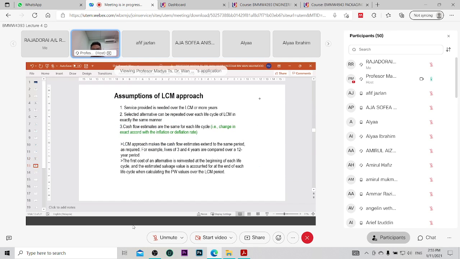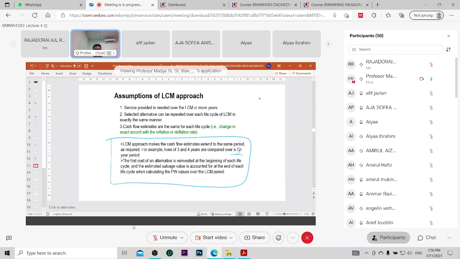So in normal practice, when you construct or derive a new formula or new model, you need to establish assumptions. And this is the assumption for the LCM approach. You can edit it later, no worry. So this is similar to pecahan. Yang ni 3 per 4, 3 and 4. This means compare over 12 years lah.